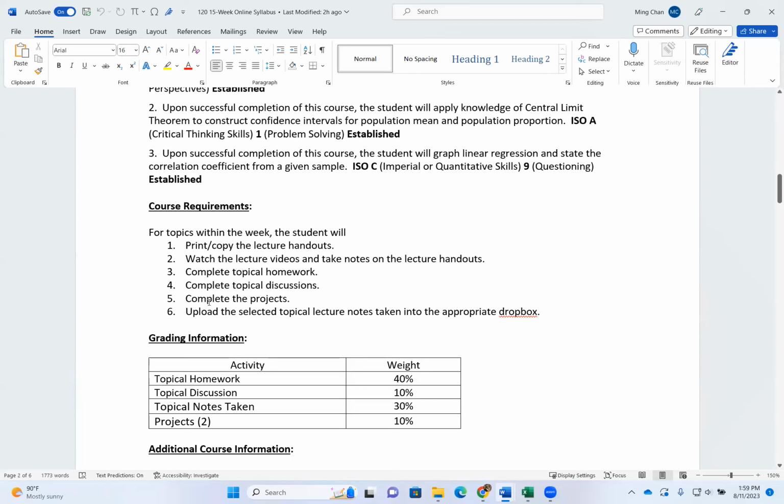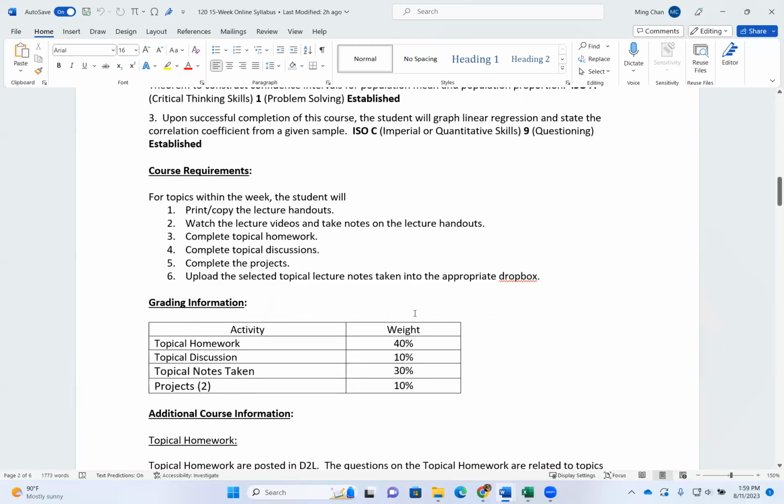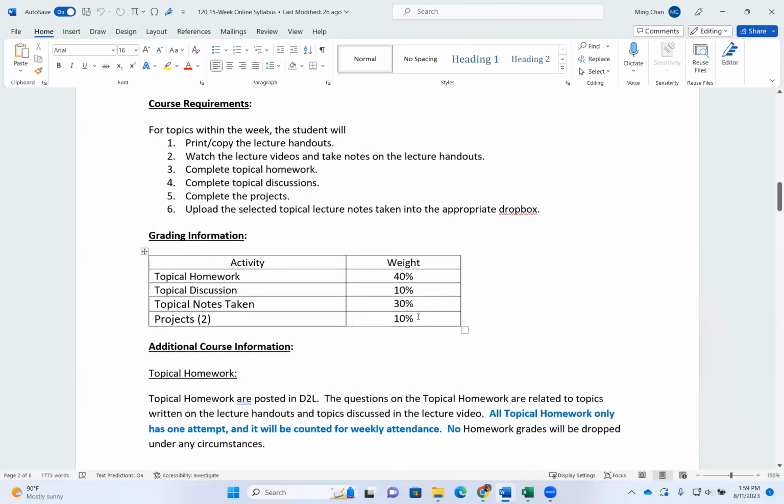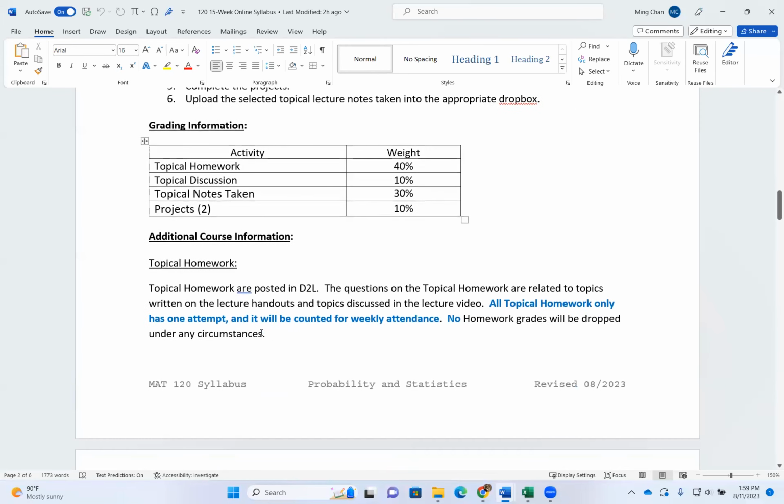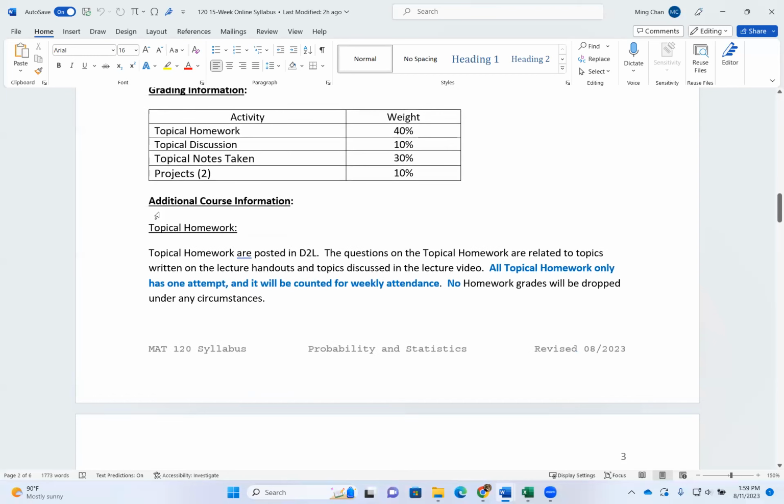And there are 2 projects in this class, okay? There's one in the middle of the semester and there's another one at the end of the semester. And upload your topical lecture notes every week. There are no lecture notes that need to be uploaded for the very first week of class and the last week of class. All right, here are our graded activities. A little bit more additional course information: all your homework is already posted in D2L.